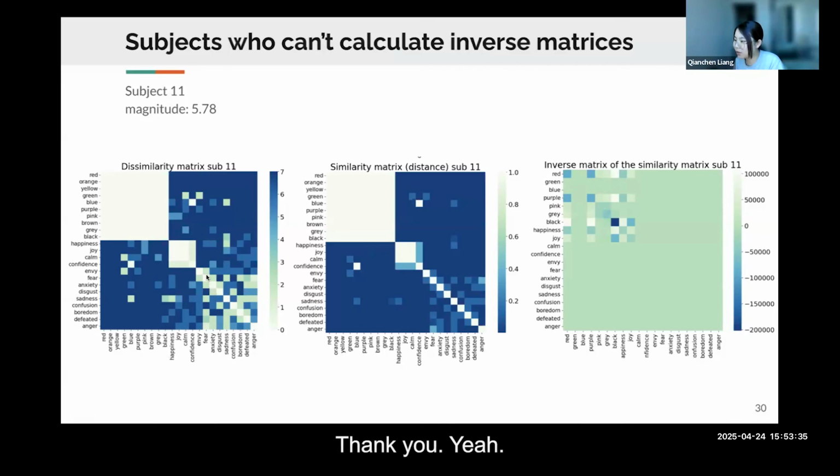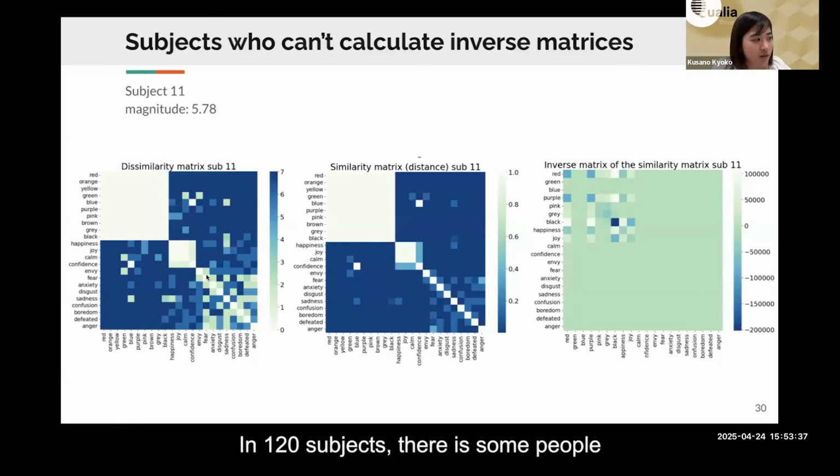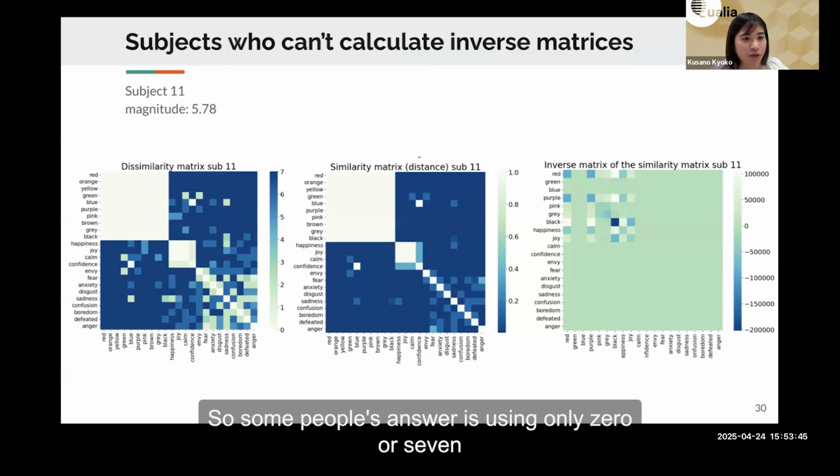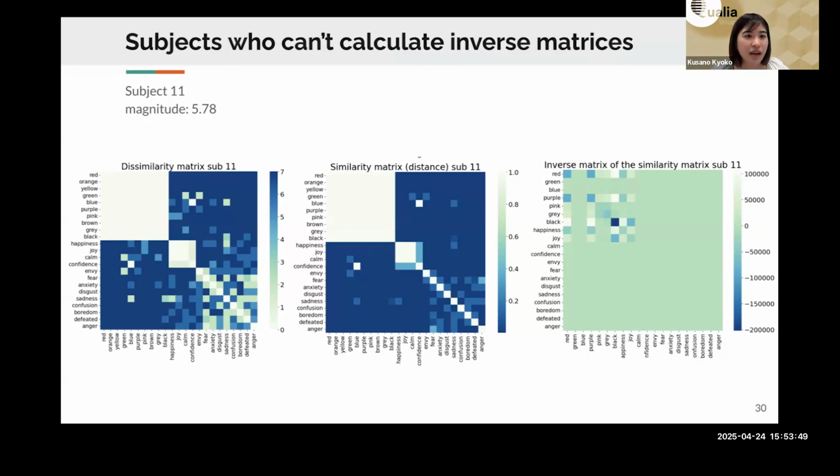Yeah. Thank you. Yeah. Among 120 subjects, there are some people whose answers are like that. Some people's answers use only 0 or 7. It sometimes happens. Okay. Yes, so this is another case. We can't calculate the inverse matrix.